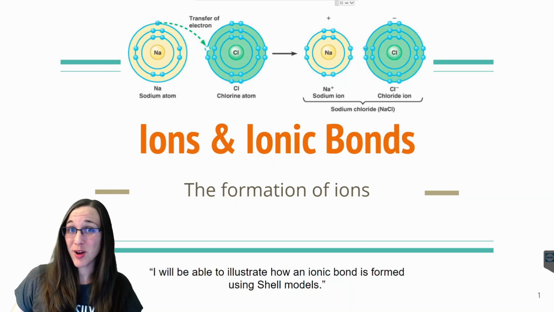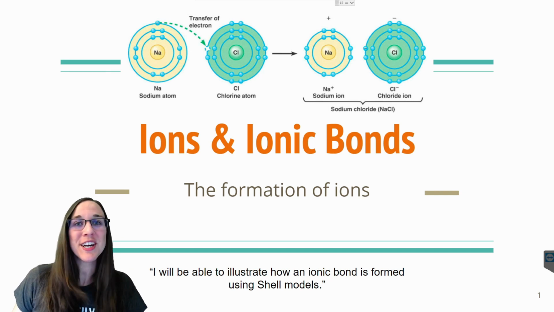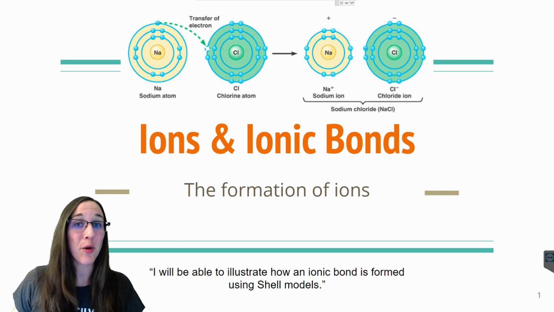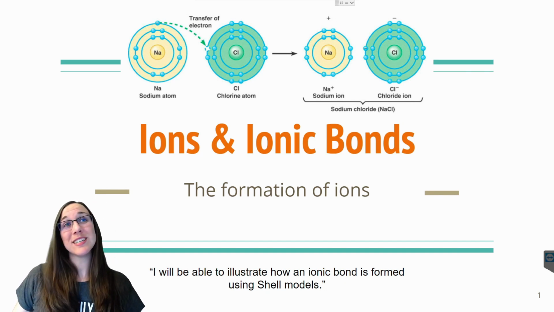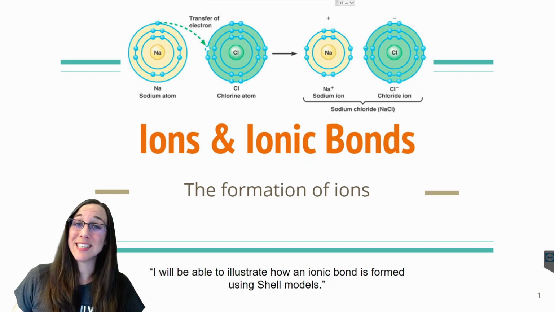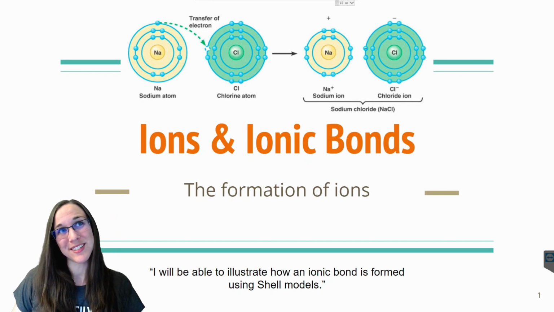Ions and ionic bonds, the epitome of thievery. We are talking about the theft of electrons here in order to create a zero overall charge. By the end of this video, you should be able to illustrate how an ionic bond is even formed using shell models.